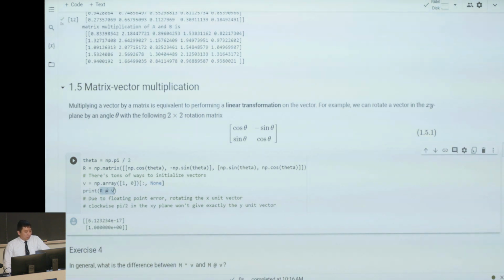And you can see when I rotate it by 90 degrees in the counterclockwise direction, I go from this x hat to y hat. And you can see this is numerical error here. It's essentially 0.